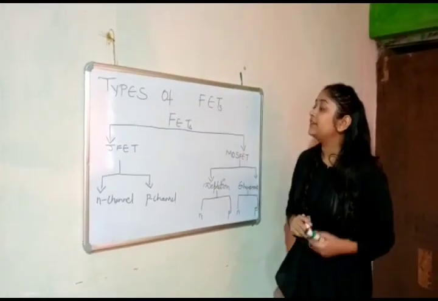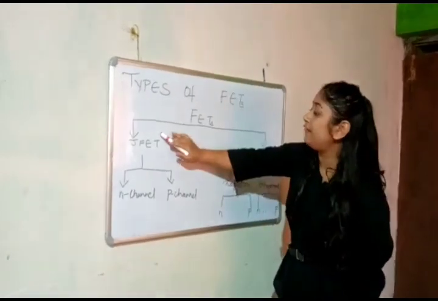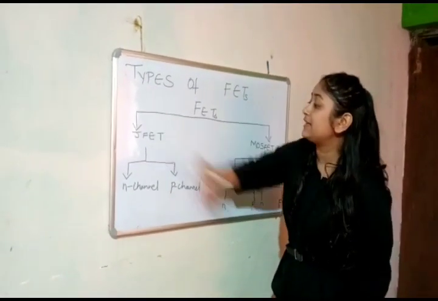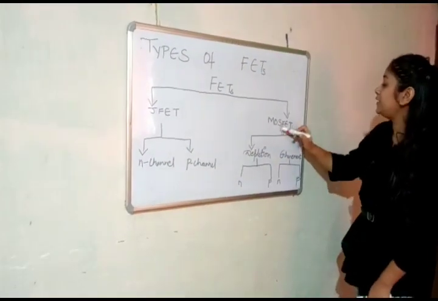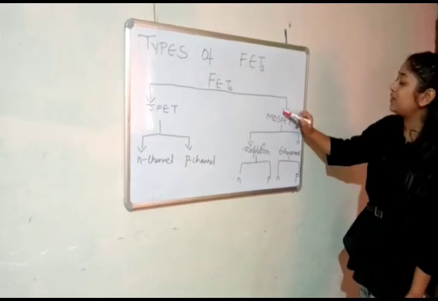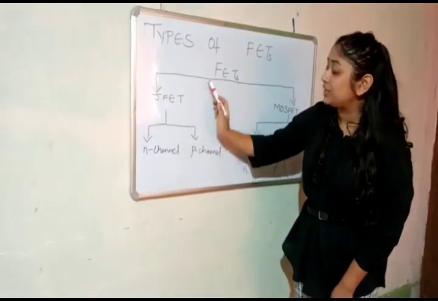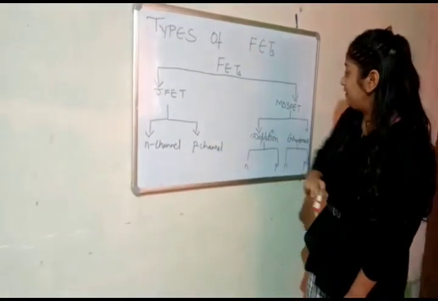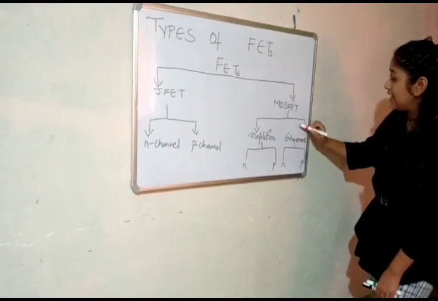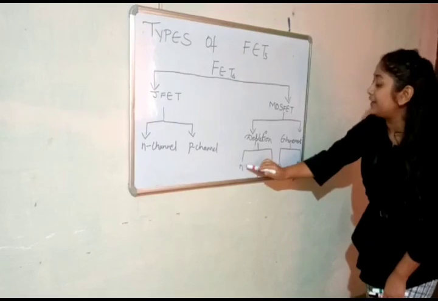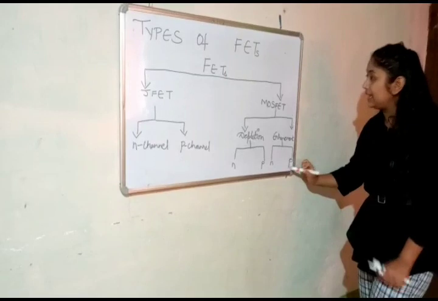Types of FETs. There are different types of FETs, but the mostly used types of FETs are JFET and MOSFET. JFET stands for Junction Field Effect Transistor and MOSFET stands for Metal Oxide Semiconductor Field Effect Transistor. JFET is divided into two types, that is N-channel and P-channel. And MOSFET is further divided into two types, that is depletion and enhancement. And depletion is further divided into N and P, and enhancement is also further divided into N and P.